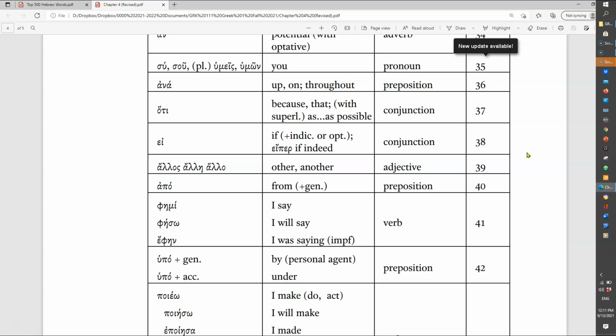Same for Fisher. I think you've come up with a good mnemonic device that works for you, and it will get you through your midterm. Hupo plus the genitive is by, which is the agent of a passive verb.